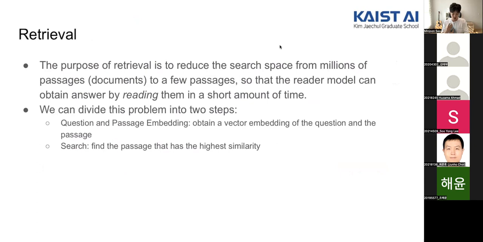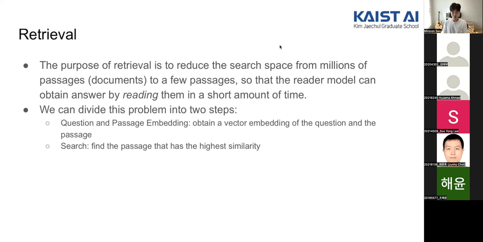You can think of retrieval as reducing a search space from billions of passages to a few passages so that the reader model can obtain the answer by reading them in a short amount of time. The general assumption is that we have a reader, which is very accurate, but also very slow. So we cannot use the reader model to read everything on Wikipedia or something very large. We want to reduce the search space first, and then in the reduced search space, the reader reads them carefully to get the answer. And I think it's quite similar to how people get the answer from documents too.